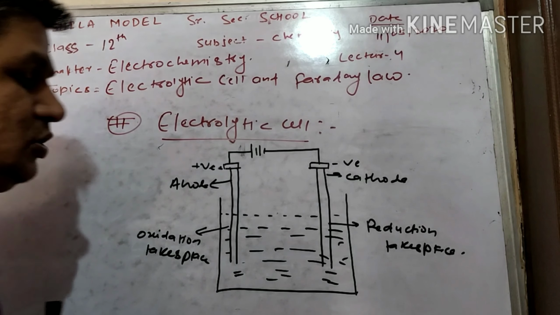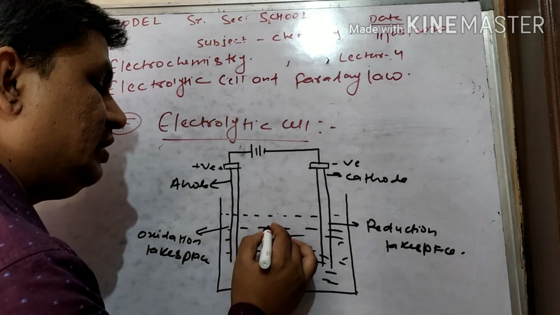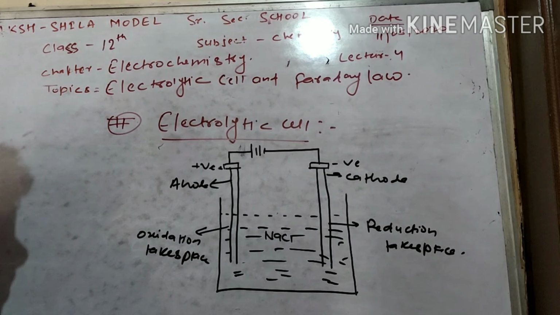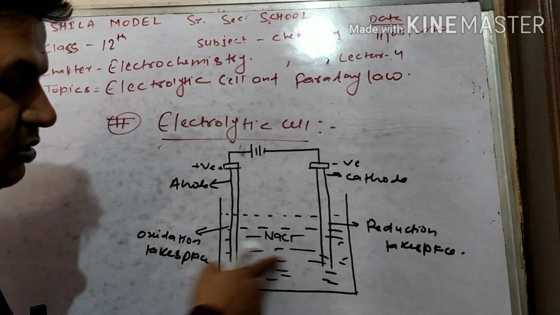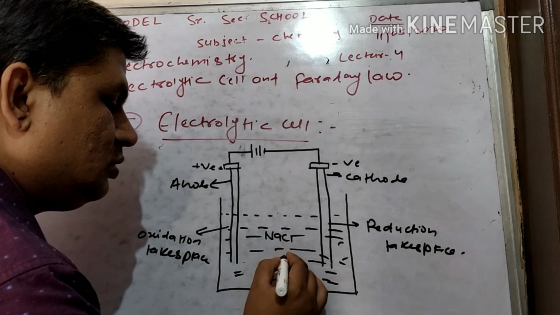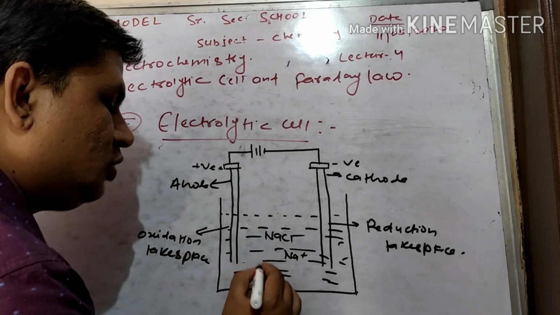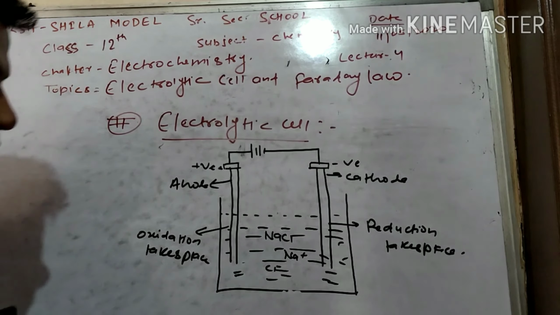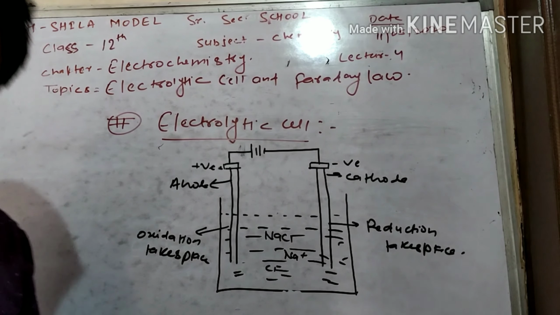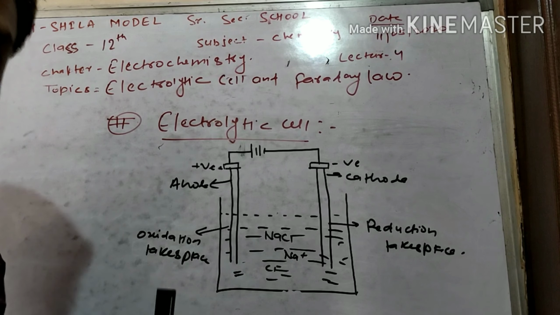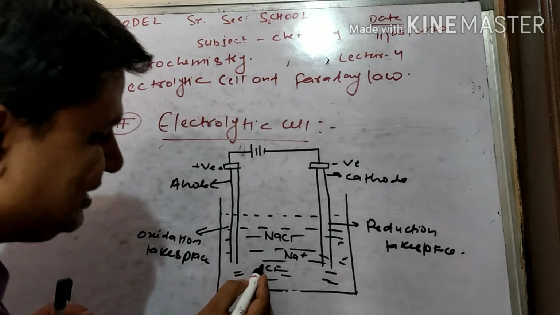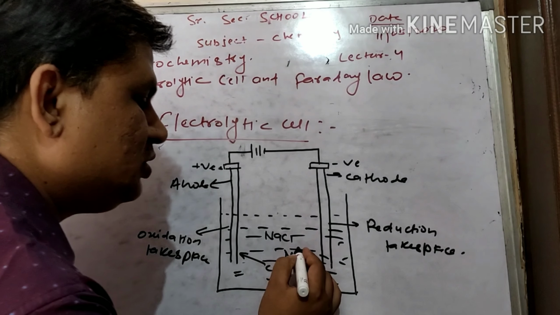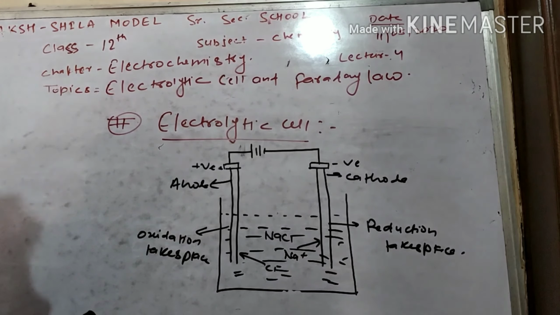Suppose some electrolyte is present, for example NaCl. When this NaCl dissolves in the solvent, it will break down into Na positive and Cl negative. So we know that opposite charges attract. So this negative charge will move towards anode and this positive charge generally moves towards cathode.